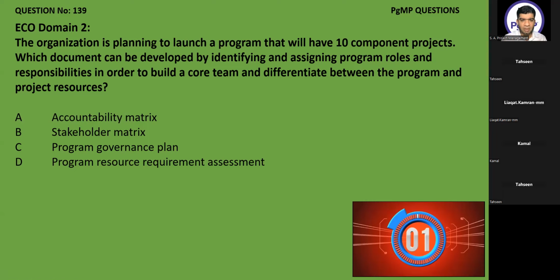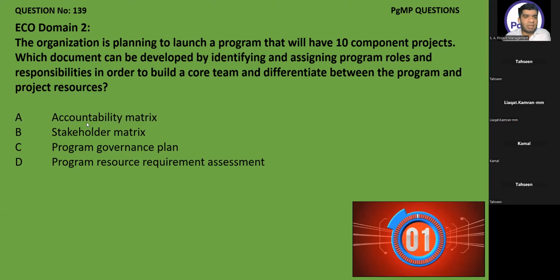So Kamran Sahab and Kamal Sahab, you understood the explanation given by him. The program governance plan will tell you about the program roles and responsibilities. This is correct if you pick the words from here. I think you picked from here, right? Program roles and responsibilities. But the rest says, in order to build a core team and differentiate between the program and project resources. So in the complete line, he is taking you from the program level to the project level. In that case, any of the program plans will not work. You have to go down.